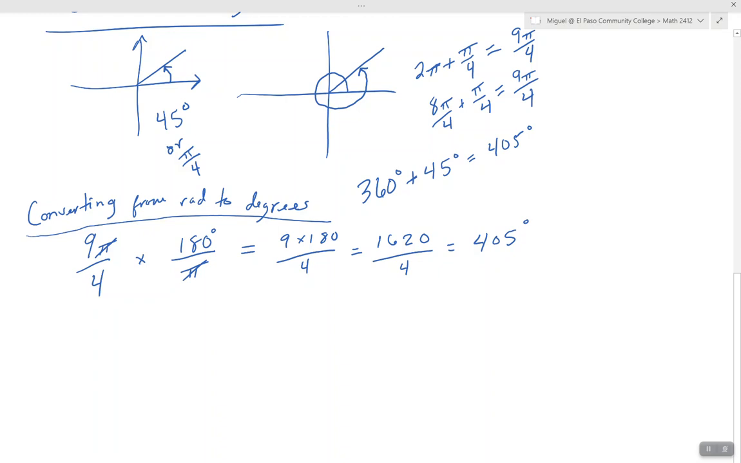Make sure you keep track of whether you're going to degrees or radians, because the units will be important. When it's degrees, make sure you put the little degree symbol on your final answer. When it's radians, make sure you do not put the degree symbol. You can put radians or you can put nothing.